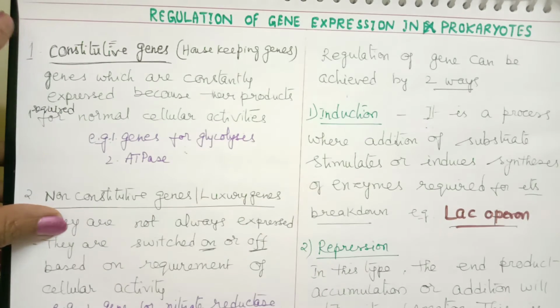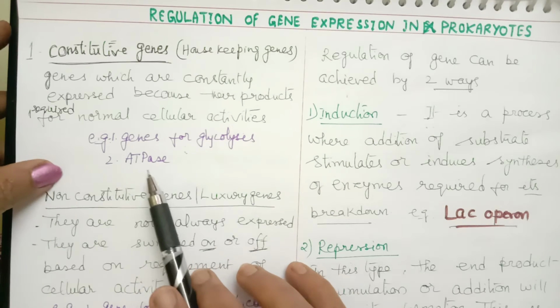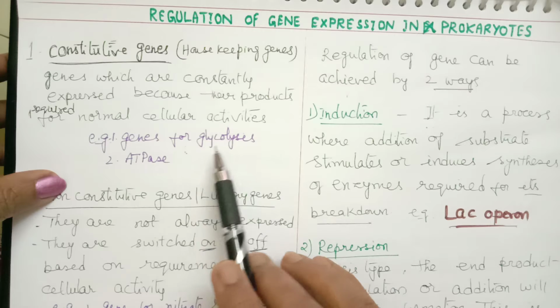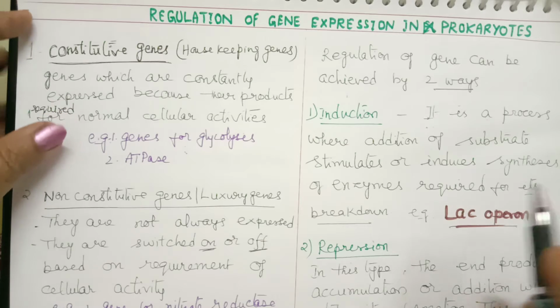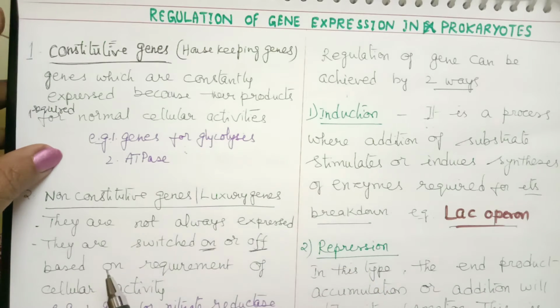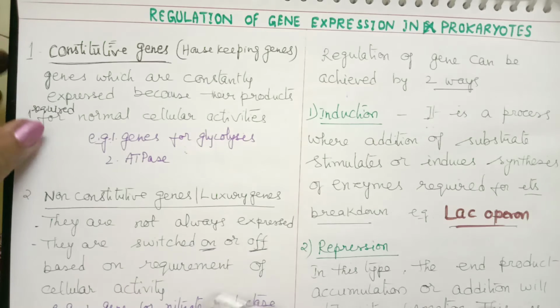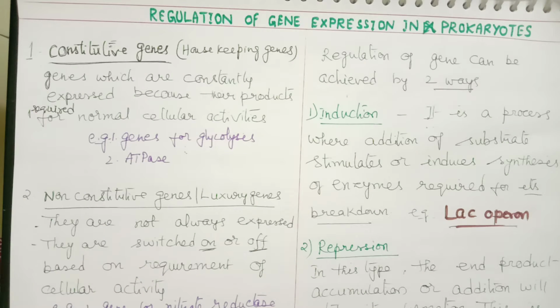For normal cellular activities, for example, genes for glycolysis and ATPase. Genes for glycolysis: the respiratory process always has to take place, so those enzymes always have to be produced. Similarly, ATPase is involved in synthesis of ATP, the energetic molecule, which also has to be synthesized continuously. So these are called constitutive genes.